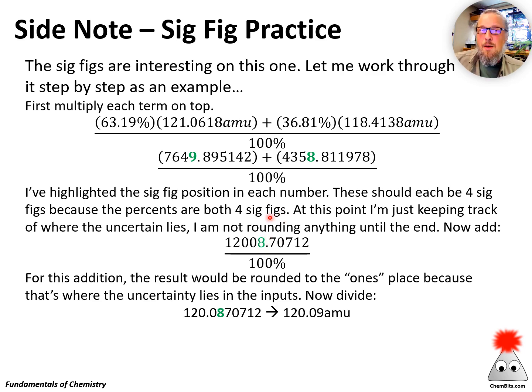And the next math step, this is one of those definitional numbers, right? 100%. I'm talking about all of something. So this is a definitional number. This is exactly 100%, all of my sample. So this is not going to limit my sig figs, which means that after I divide by 100, that 8 is still my sig fig digit, and if I round to that sig fig digit, I get 120.09 AMU, 5 sig figs in my result.